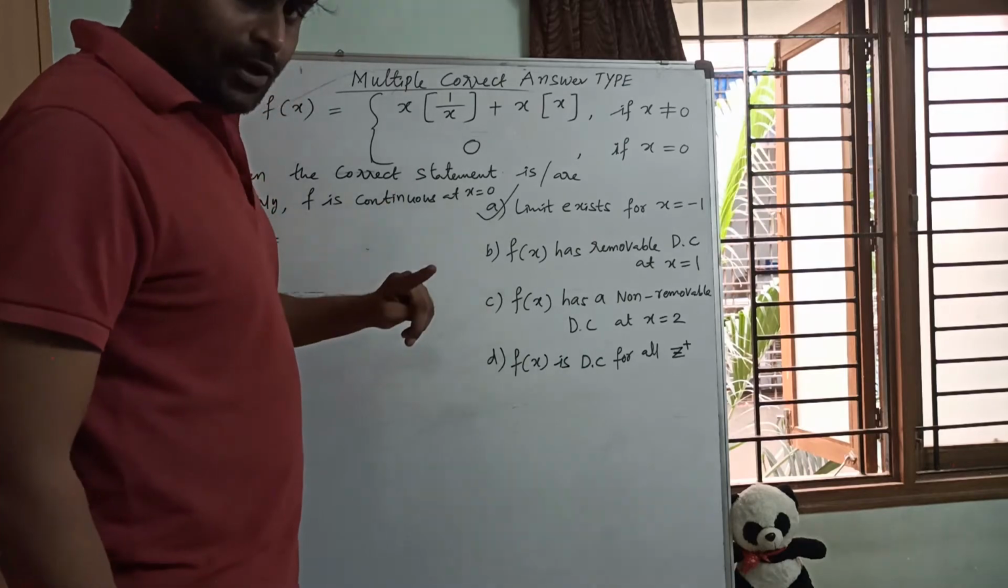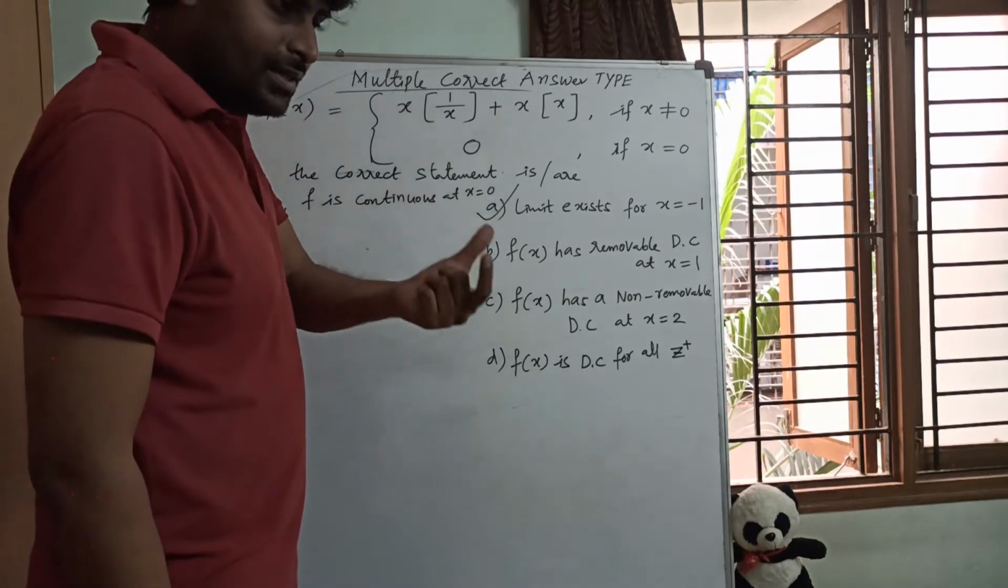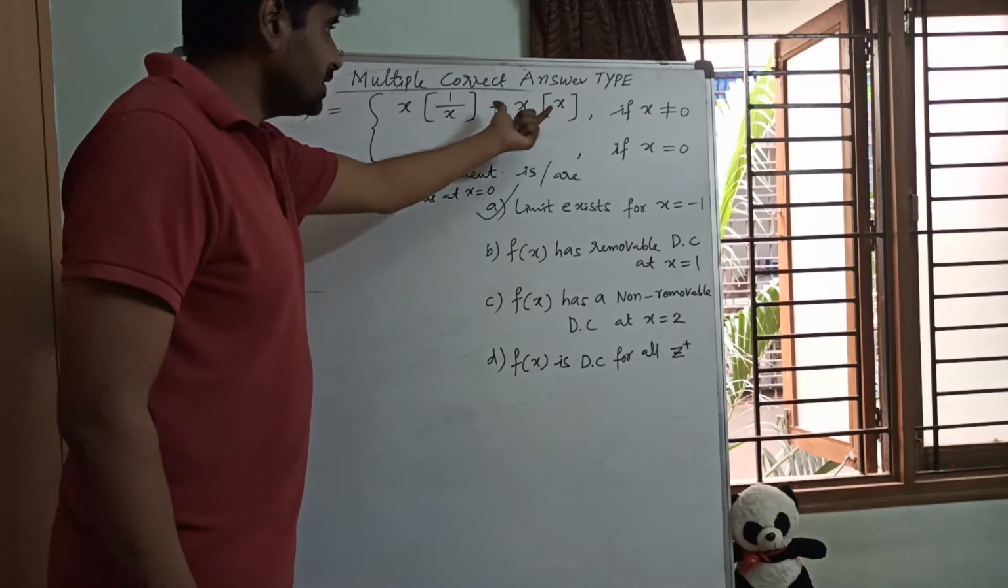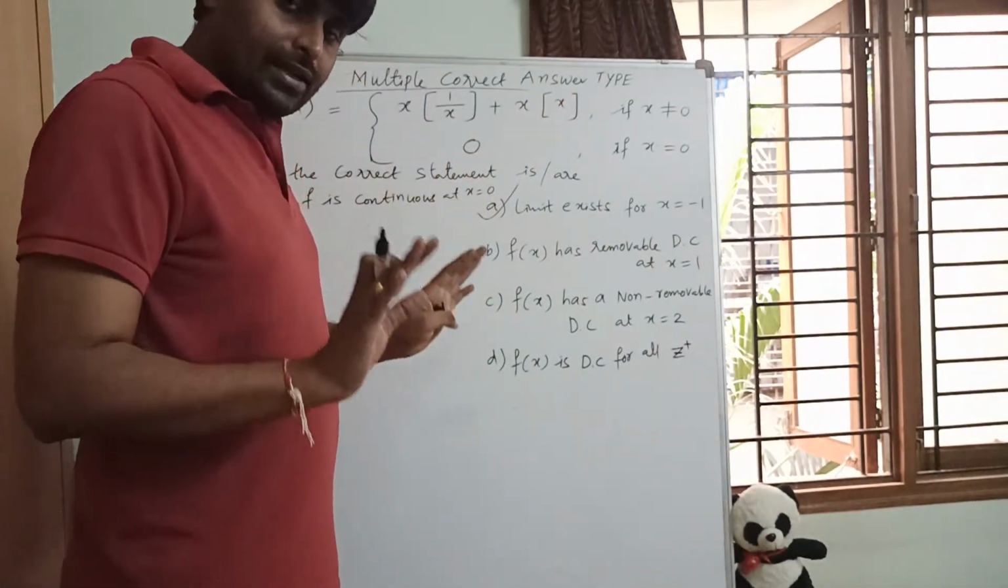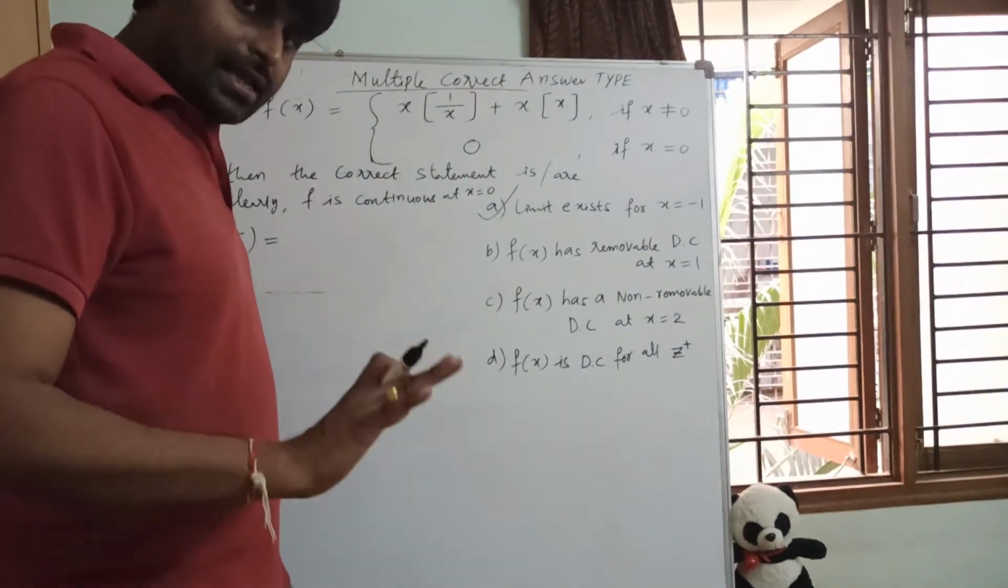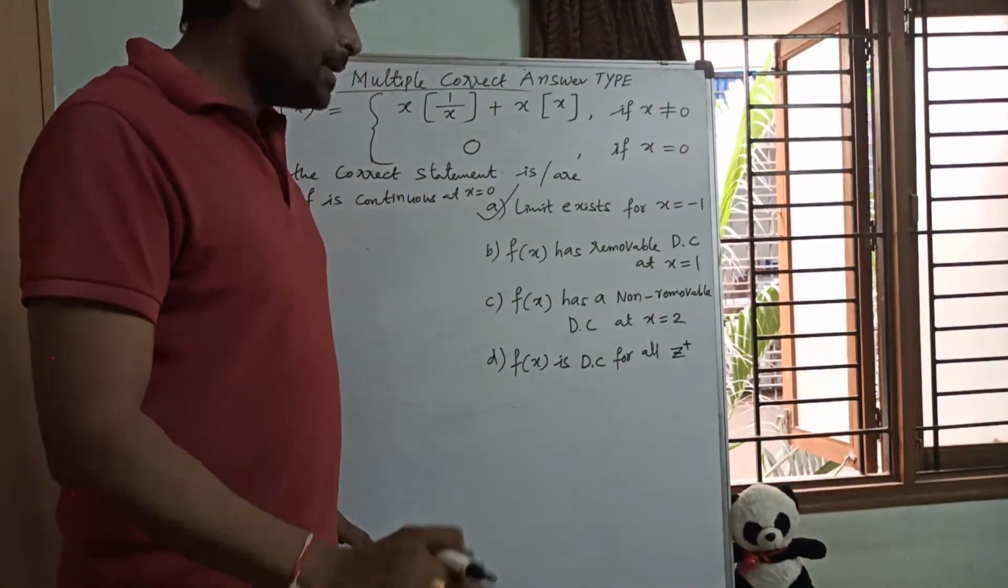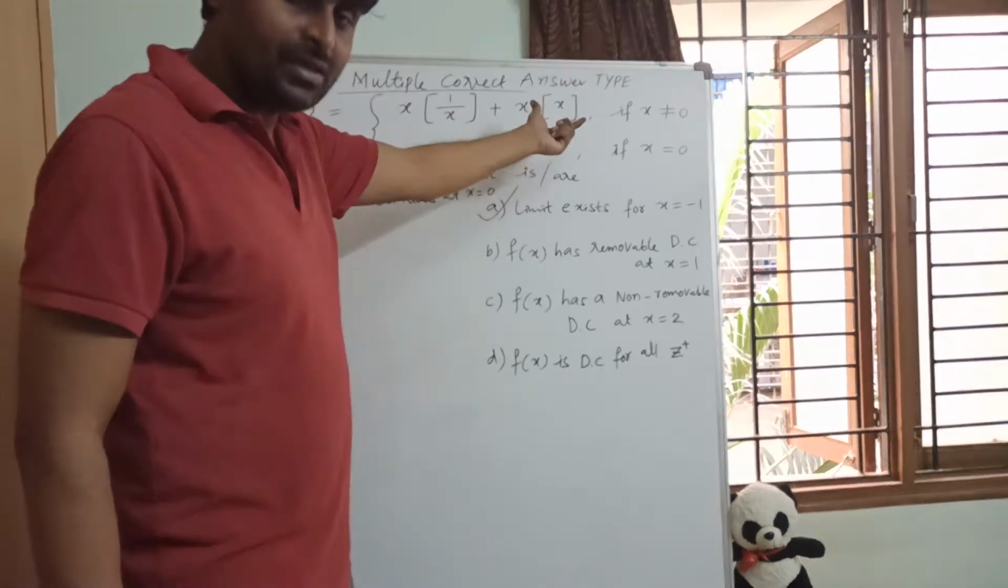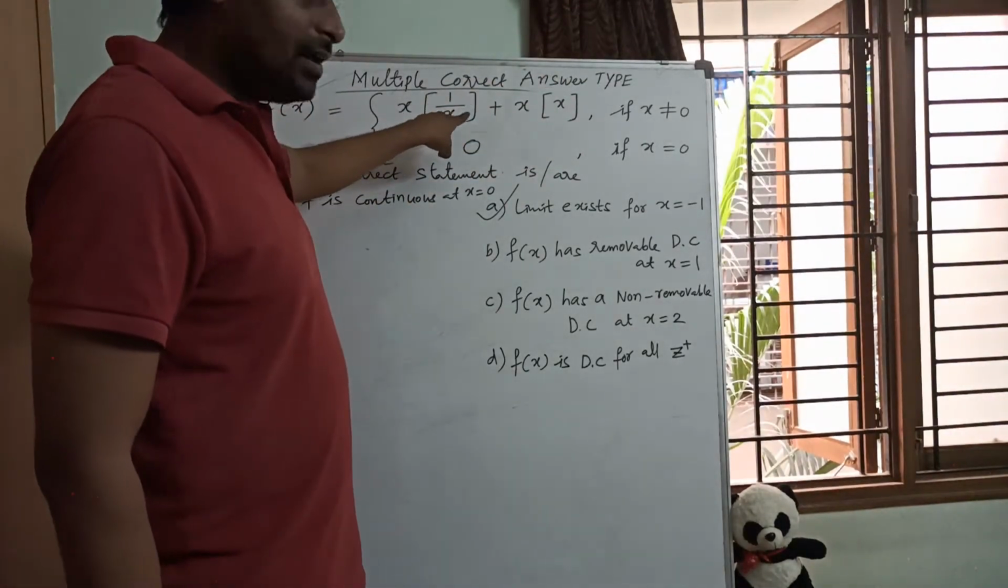1 minus means 0 point change. At 0 point change, what is the nature of this step? This step only will see. But substituting value is 1 only. In LHL, RHL, substituting value is limit only. But whenever you are given a step function, we have to see the nature of that.